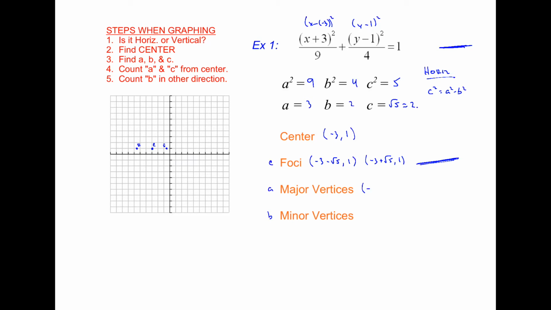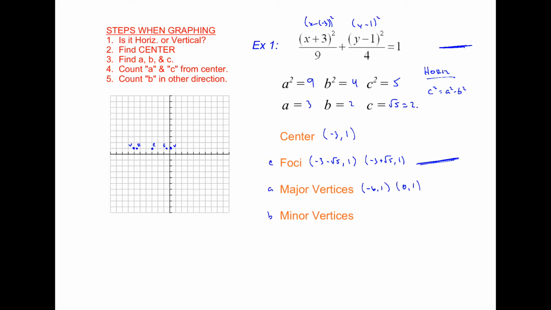So we'll go 3 units to the left and 3 units to the right. All I'm doing is adding 3 and subtracting 3 from the X coordinate to find the points. But I'm going to count over here. 1, 2, 3 to the right. That's the 0, 1. And 1, 2, 3 to the left. And that's the point -6, 1. Minor goes the other way.